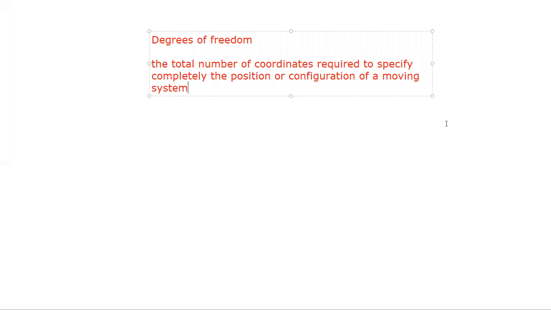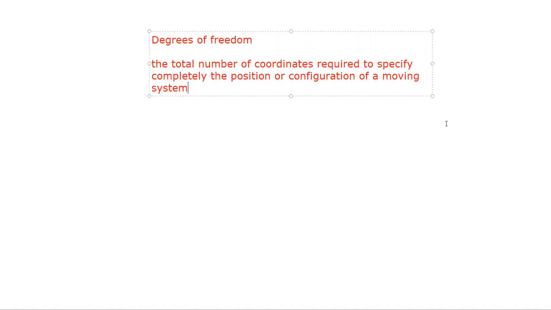Today's topic of discussion is degrees of freedom. It is defined as the total number of coordinates required to specify completely the position or configuration of a moving system. For example, if you consider an ant moving along a wire, then the ant is moving with the wire only. So its direction is in one axis only, and we require only an x-axis to specify the motion of that ant.